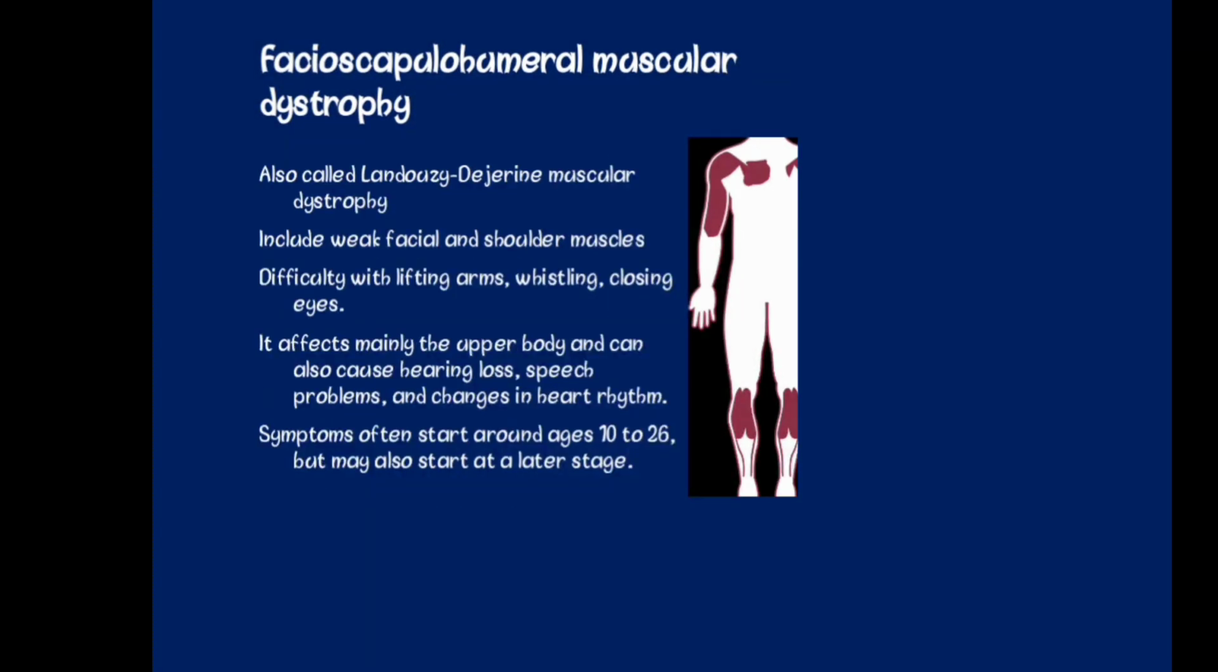Now let's move on to another type of muscular dystrophy, that is facioscapulohumeral muscular dystrophy. It is also referred to as Landouzy-Dejerine muscular dystrophy. Here, it primarily affects the muscles of the face, shoulders, and upper arms. Symptoms typically begin before the age of 20, and approximately 4 in 100,000 people in the United States are affected by this condition. There can be seen a sign which is known as the Popeye sign, where there is an extra hill over the biceps muscles. There is difficulty in lifting arms, whistling, and closing eyes. It mainly affects the upper body and can also cause hearing loss, speech problems, and changes in heart rhythm.